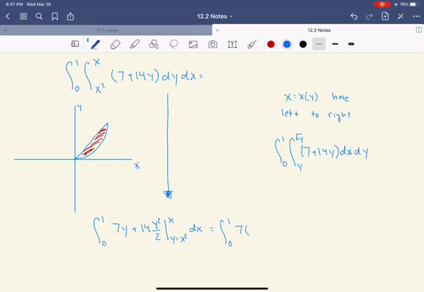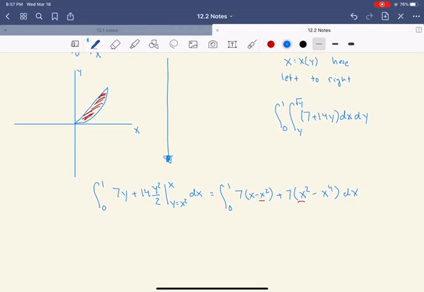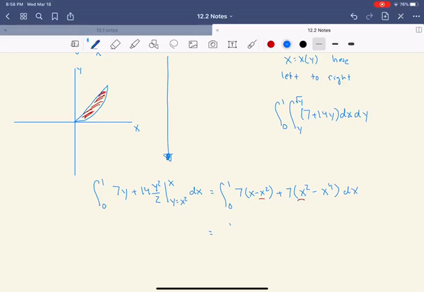7 times x minus x squared plus the 14 over 2 is another 7. Now here we're going to have x squared minus x to the 4th, dx. Notice this term and this term are going to cancel. So we're going to be left with the integral from 0 to 1, 7x minus x to the fourth dx.